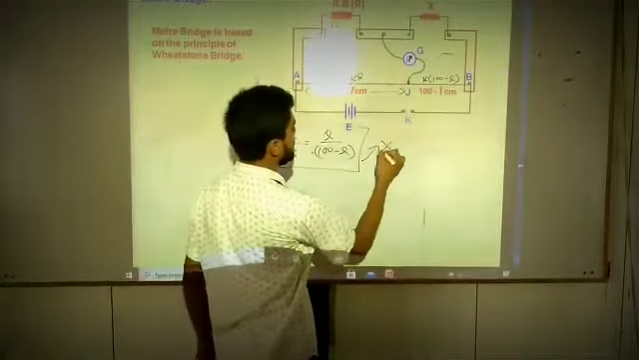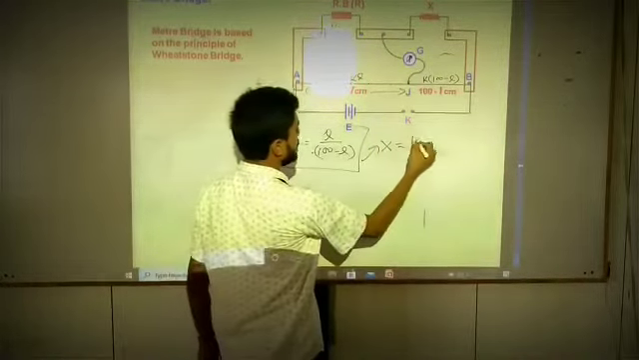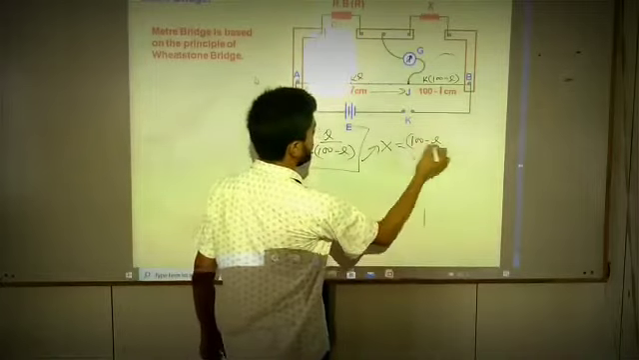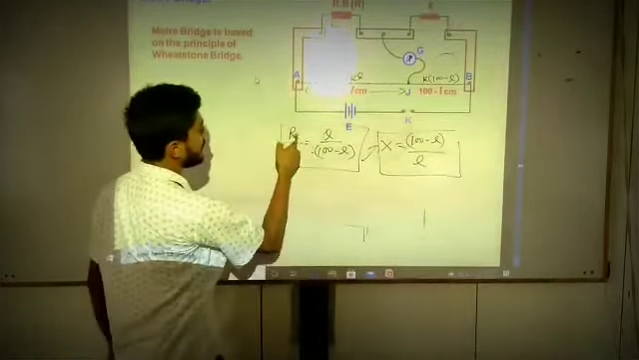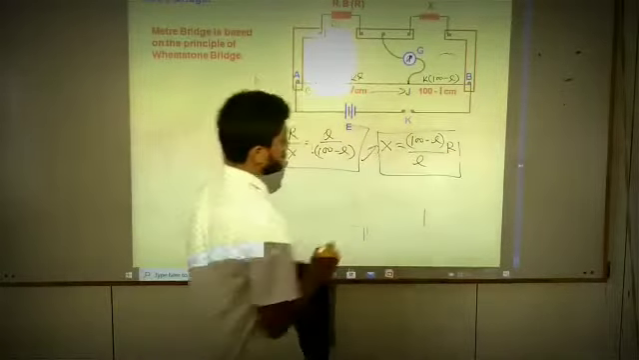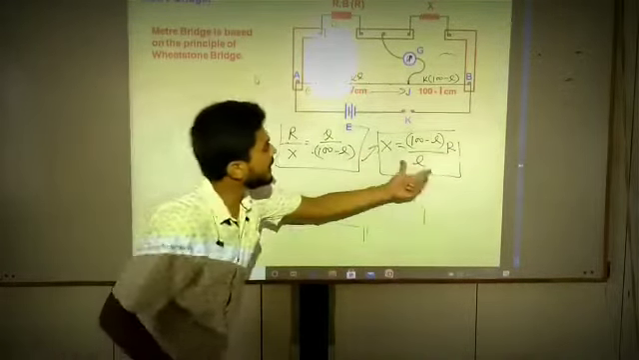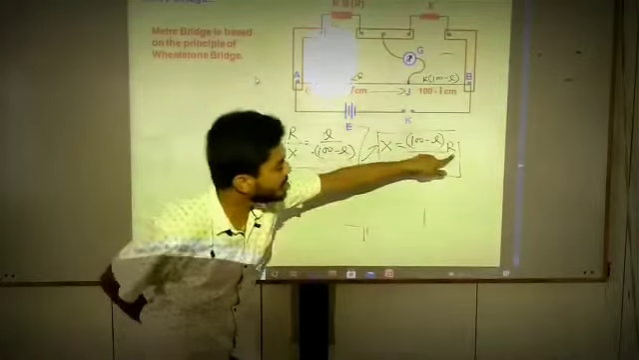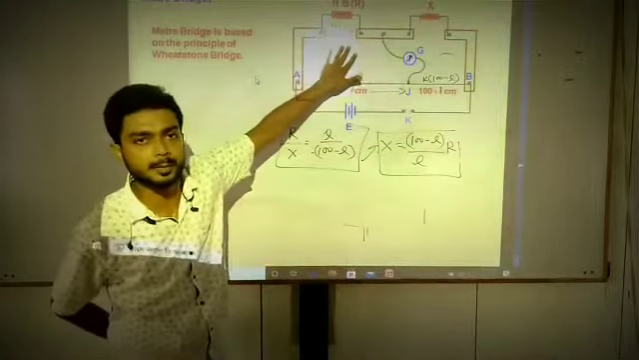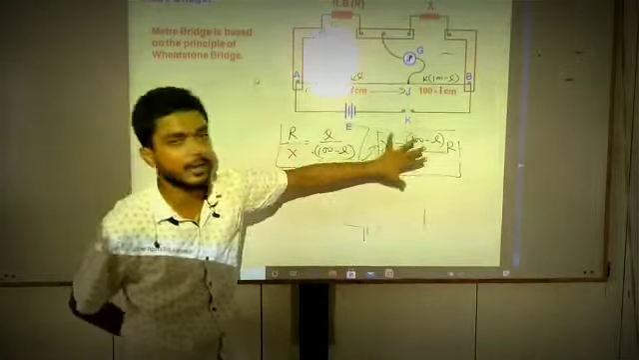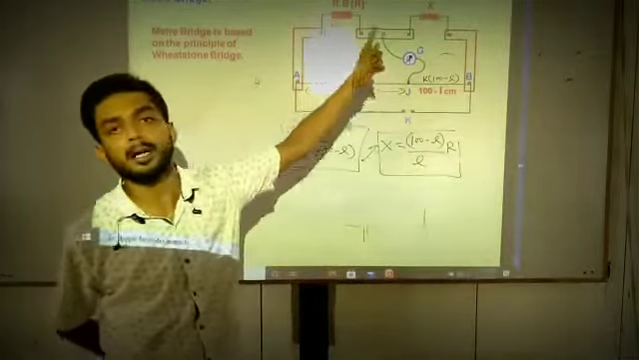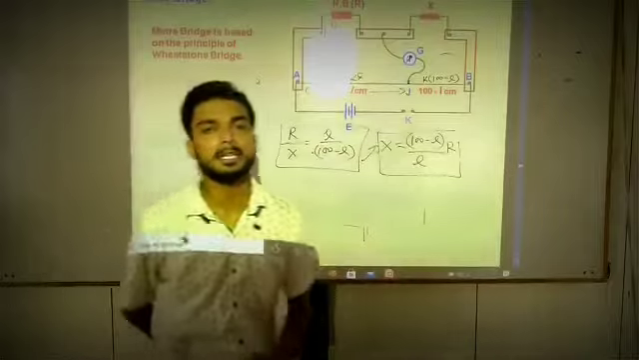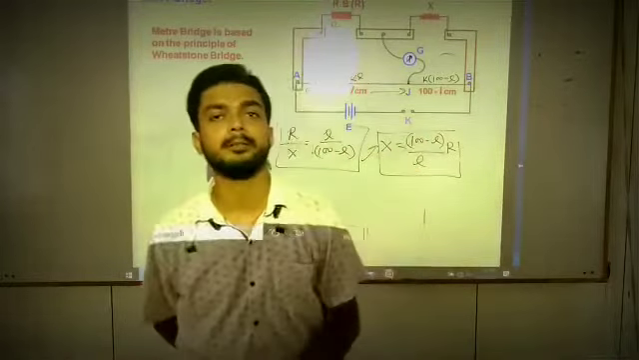After that you can calculate X. X is equal to (100 minus L) by L into R. You have obtained the value of L and you will get the value of R from the resistance box. After substituting these values, you will get the value of X, which is the unknown resistance. This is the application of our meter bridge.